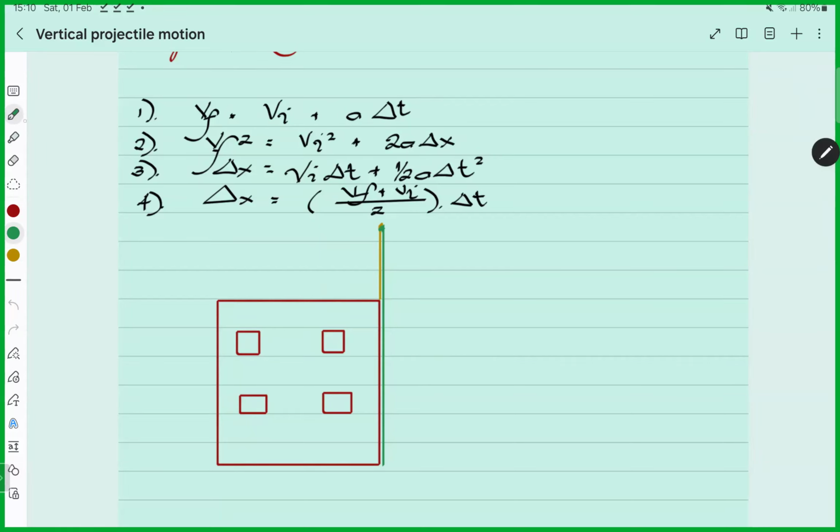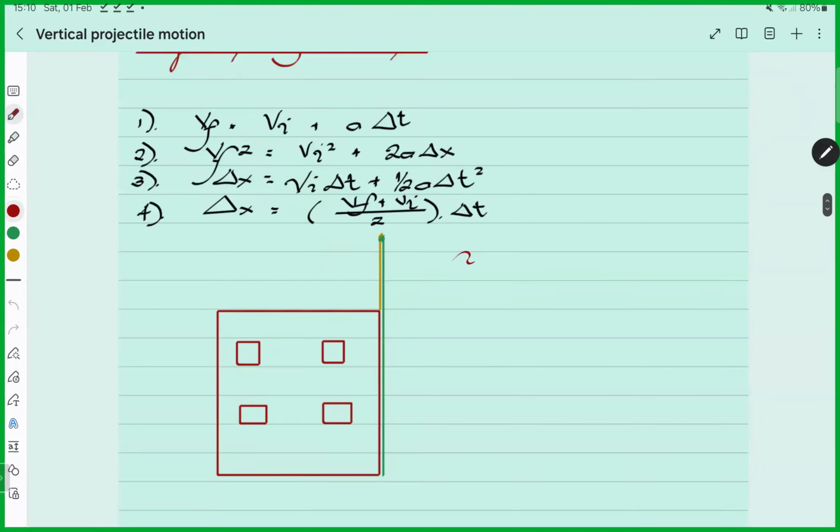And that's the reason why it's called vertical projectile motion. The emphasis here is on vertical, because the object is going to go straight up vertically and come straight down along that same path, which means the only direction in which the object is going to move is strictly along the y-axis. And because this object is going to move along the y-axis, those delta x's should change to delta y's.